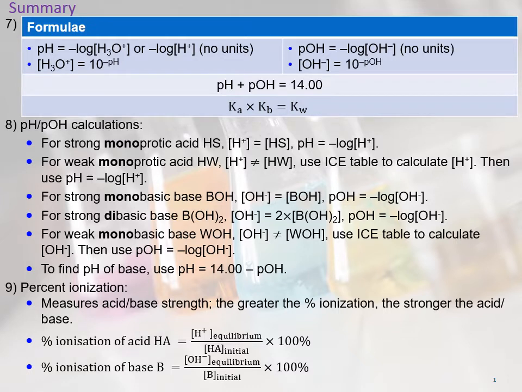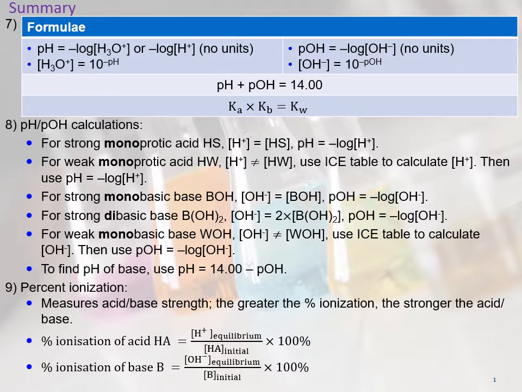pH plus pOH is equal to 14.00. Ka times Kb is equal to Kw. For a strong monoprotic acid HS, hydrogen ion concentration is equal to the concentration of HS. pH is equal to negative log of hydrogen ion concentration.